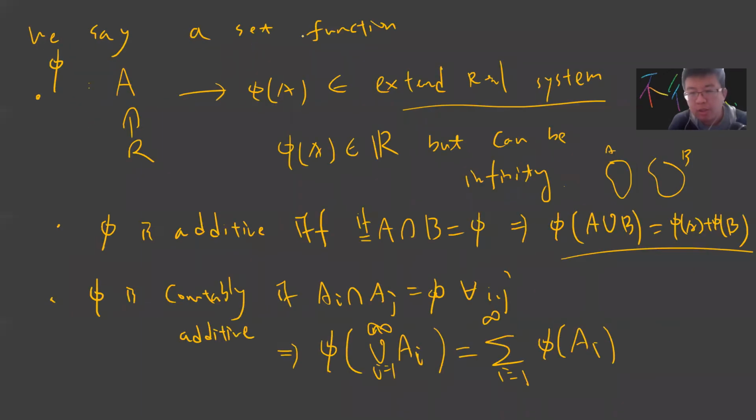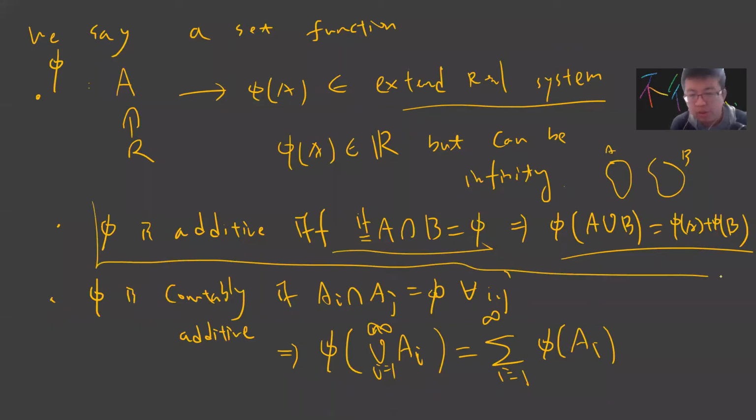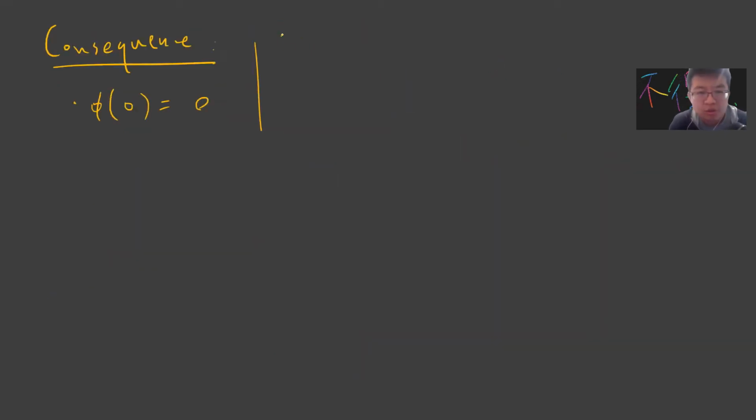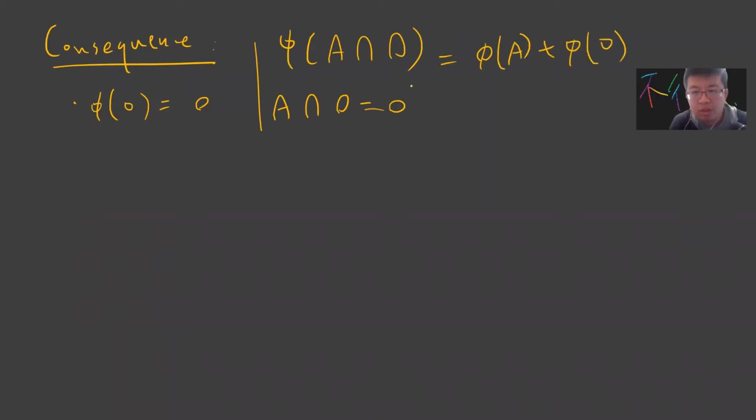The reason is that by the previous one, and I think this one is an important one, if the intersection of A and B is trivial, that means phi of A union B is phi A plus phi B. So this is trivial because A intersection 0 is 0. So phi of A union 0 will be phi A plus phi 0. This guy is phi A. So that tells you that phi 0 is 0.